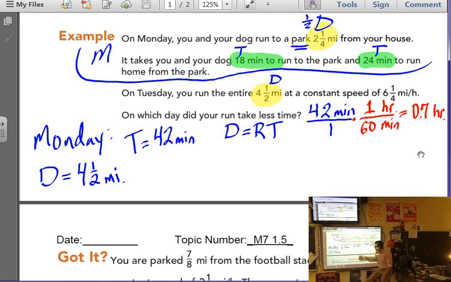Let's start plugging in. Actually, let's make our distance improper. We don't like mixed numbers. What's 4.5 as an improper fraction? 9 over 2. My rate, I don't know, but I'm trying to solve for that. And my time, I know, is 7/10.